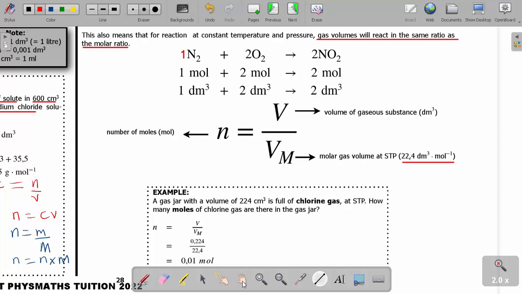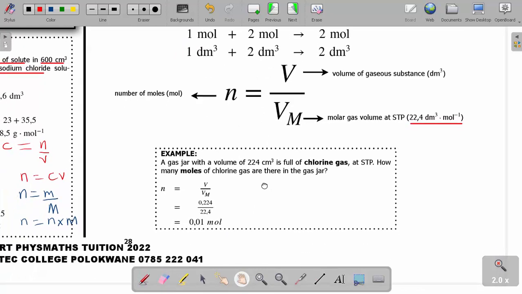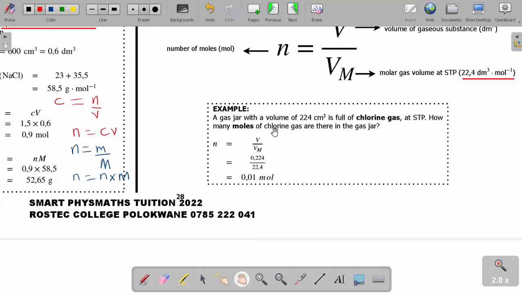For example, here they say that a gas jar with a volume of 224 centimeters cubed is full of chlorine gas at STP. How many moles of chlorine gas are there in the gas jar? I repeat, the question says that a gas jar with a volume of 224 centimeters cubed is full of chlorine gas at STP. Then they ask how many moles of chlorine gas are there in the gas jar.